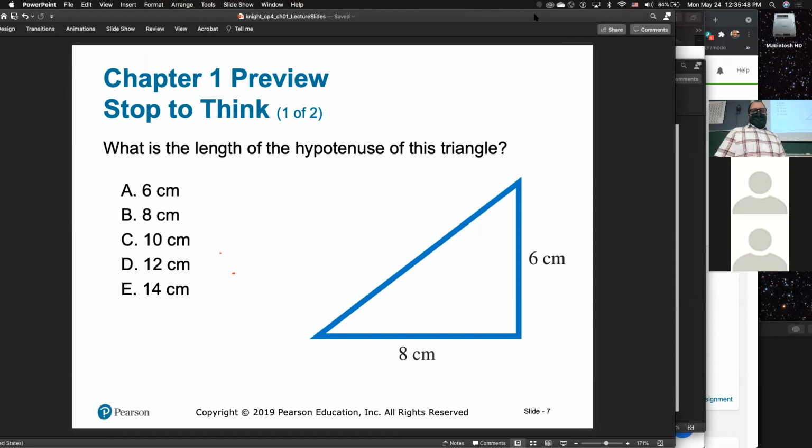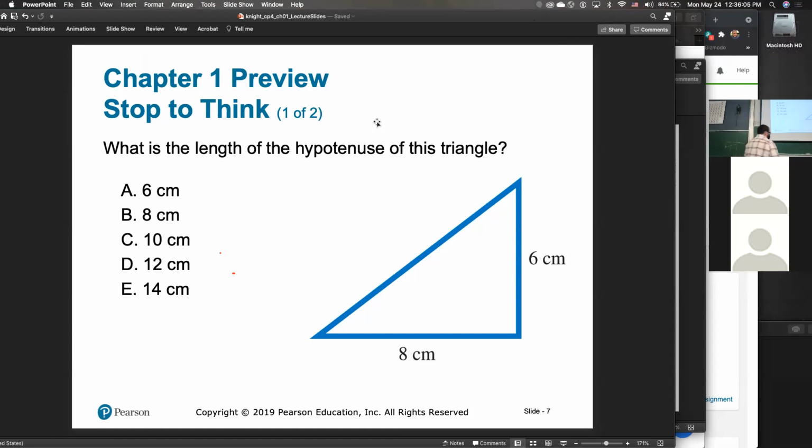So what is the length of the hypotenuse of the triangle? How could we solve this? Do we need trig for this, or what else could we use? You can also talk to a buddy next to you.